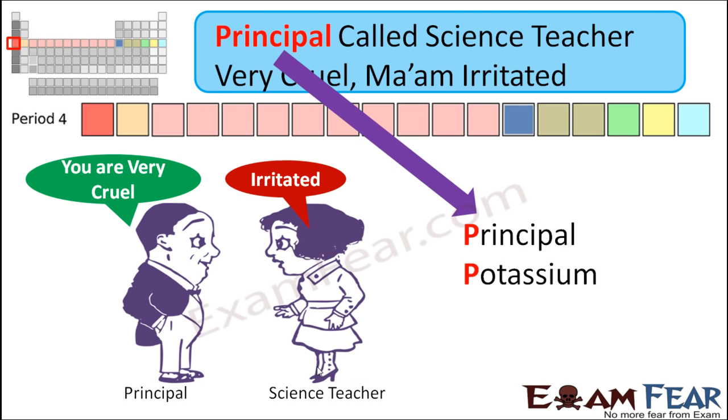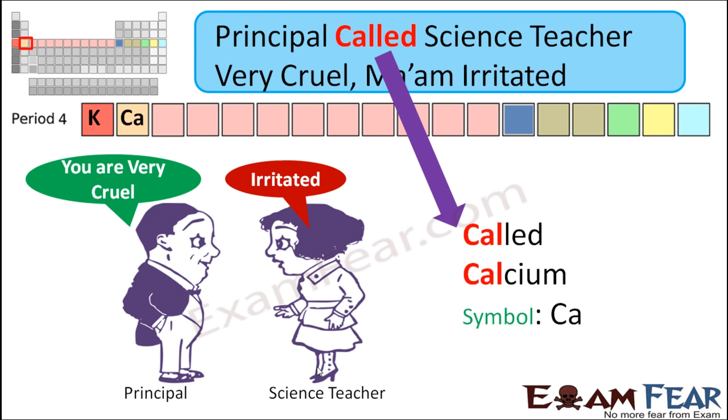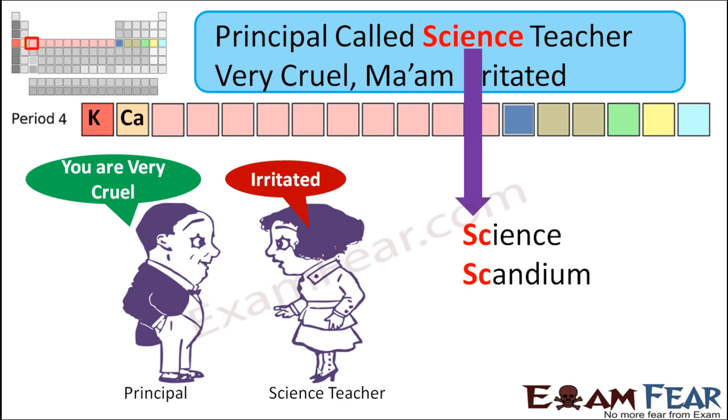So here principal reminds of potassium. P in principal, P in potassium. However, the symbol for potassium is K. So please remember that. So principal reminds of potassium. Called reminds of calcium. So you have cal in called, again cal in calcium. So called reminds of calcium.